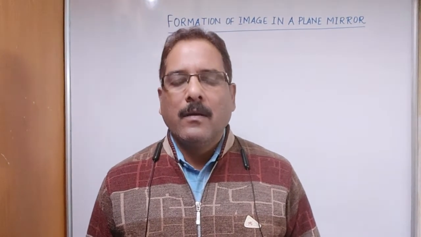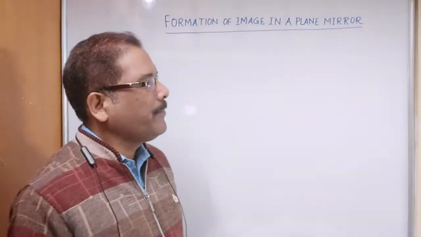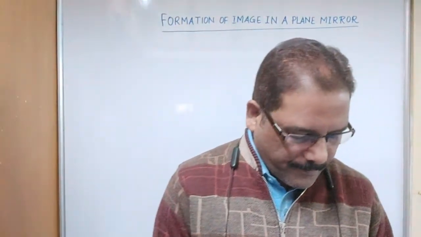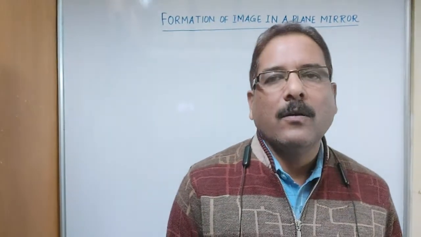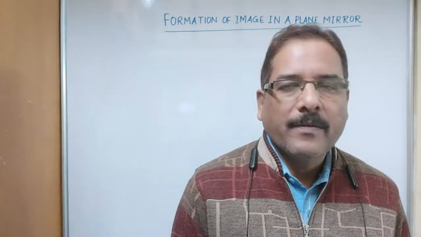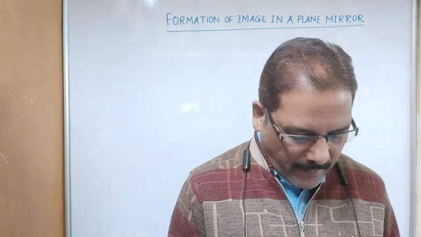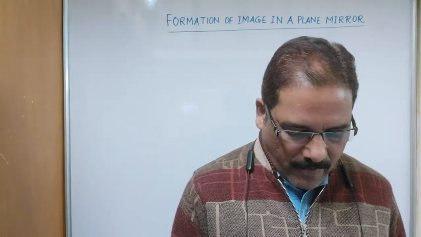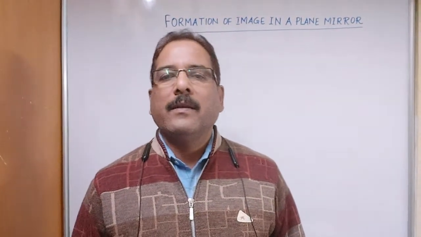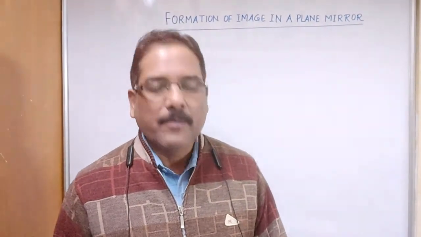Today we will discuss formation of image in a plane mirror. So far we have discussed what is light, luminous, non-luminous object. In last class we have discussed about laws of reflection and how multiple reflection takes place and how we can find out the angle of reflection and angle of incidence in different cases. Some of the questions which I have given earlier, some of the students have solved.